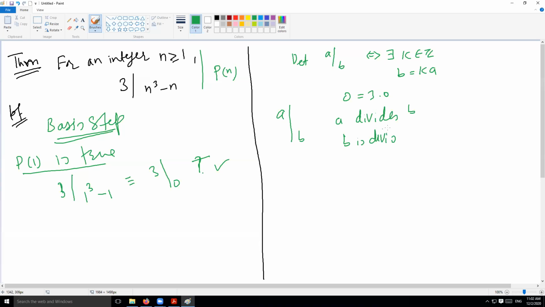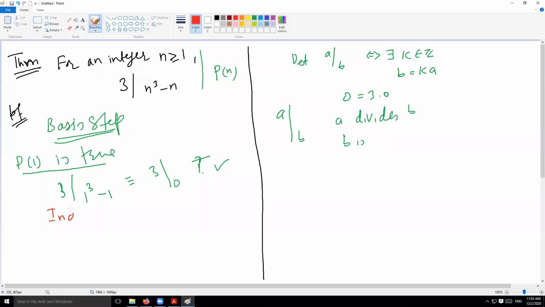Okay? B is divisible by A. So this is not 3 upon 0. And I just explained why 3 divides 0: because 0 can be written as 3 times some integer, and that integer is 0 itself. So 3 divides 0, and P of 1 is true. So now let's go for the inductive step.